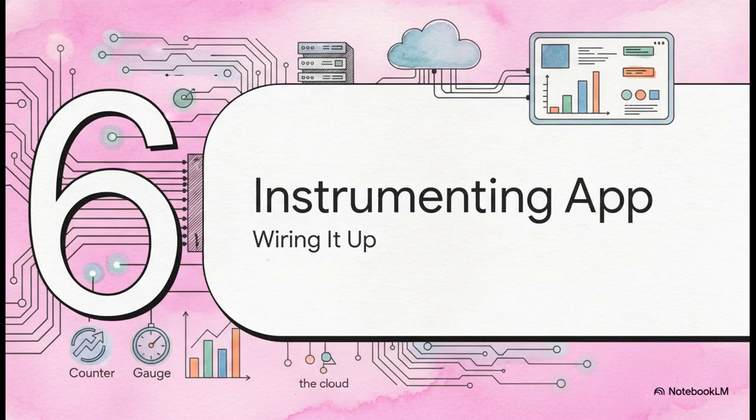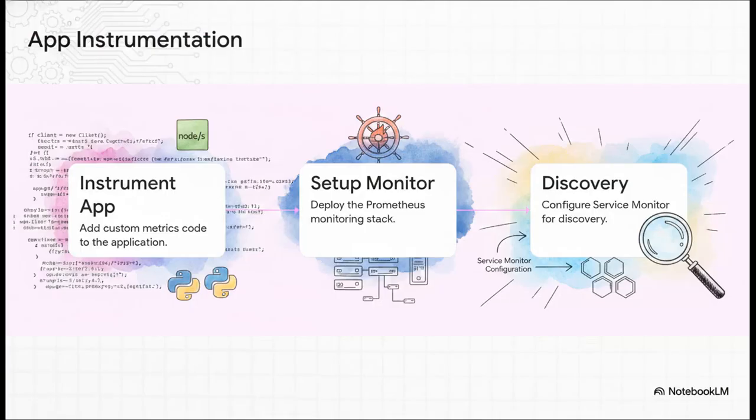Section 6. Instrumenting your app. All right, we've covered the what and the why of our three main metric types. Now, let's see how this all comes together in an end-to-end journey. It's really a simple three-step process. Step 1, like we've been talking about, is actually instrumenting the application code. You instantiate a client in your Node.js or Python app, you define your counters and histograms, and you expose a metrics endpoint. Step 2 is making sure your observability stack, like Prometheus, is installed and running.